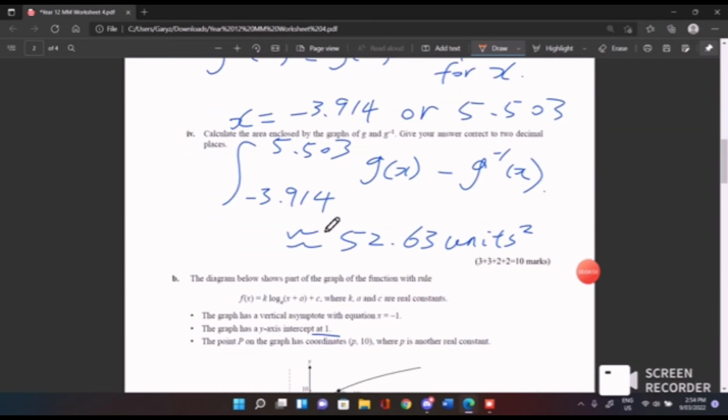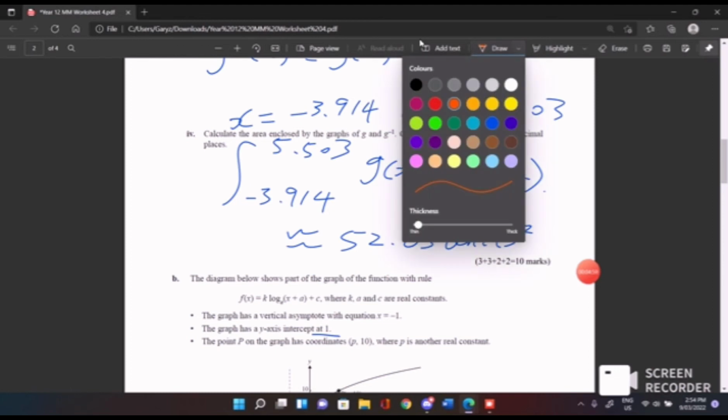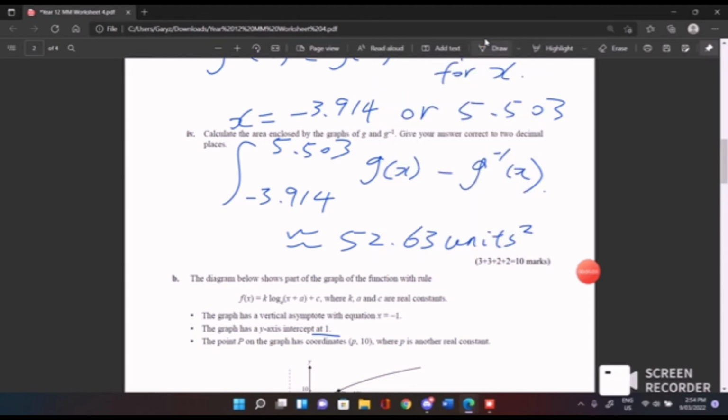And which is exactly what you guys see here. Actually, I made a mistake here, and in exams, if you guys don't write this, it's actually quite possible that examiners will take marks off, which is the dx at the end here. So make sure we add that to the end of every integral. And after evaluating that, we just get 52.63.